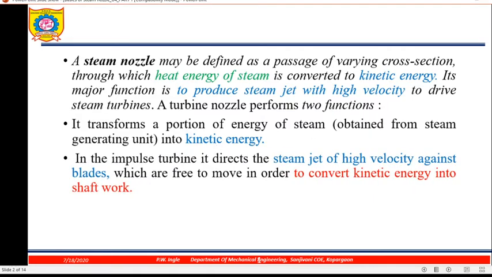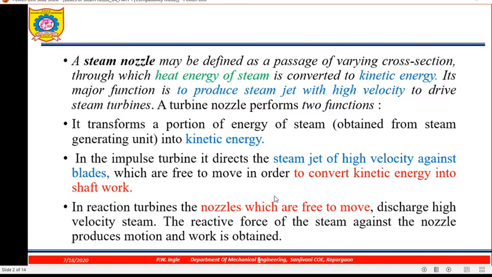And second, in an impulse turbine, a steam jet of high velocity is directed against a plate, in which the kinetic energy will be converted into shaft work. And in a reaction turbine, nozzles which are free to move discharge high velocity steam. So the reactive force of steam against the nozzle produces motion and work is obtained.